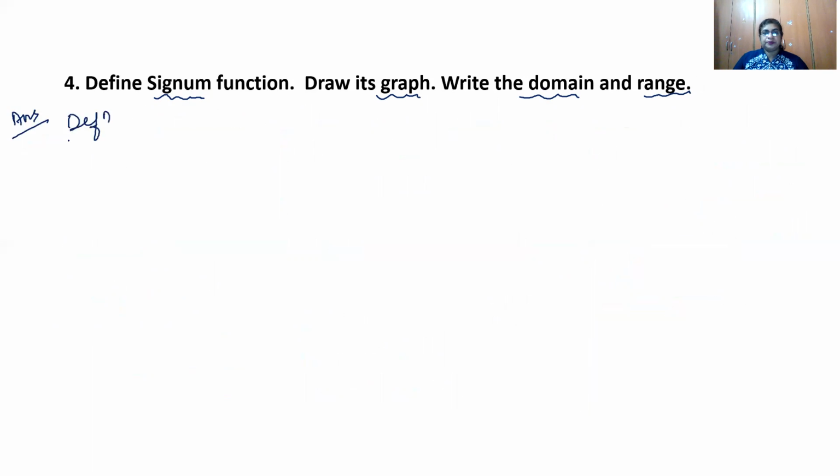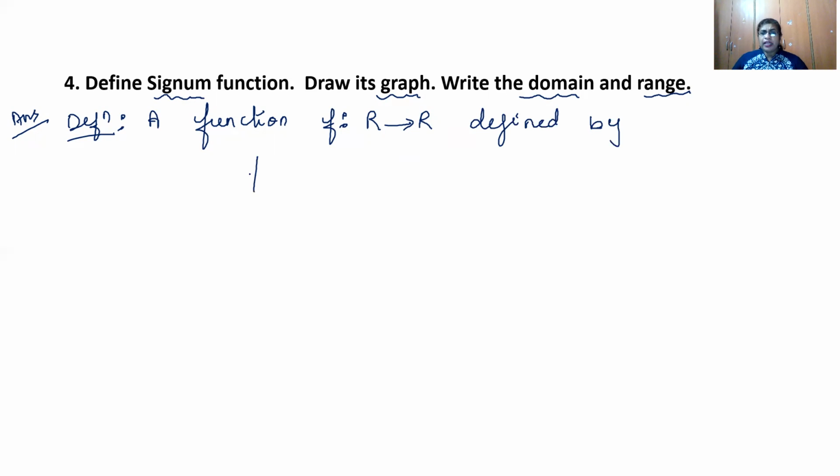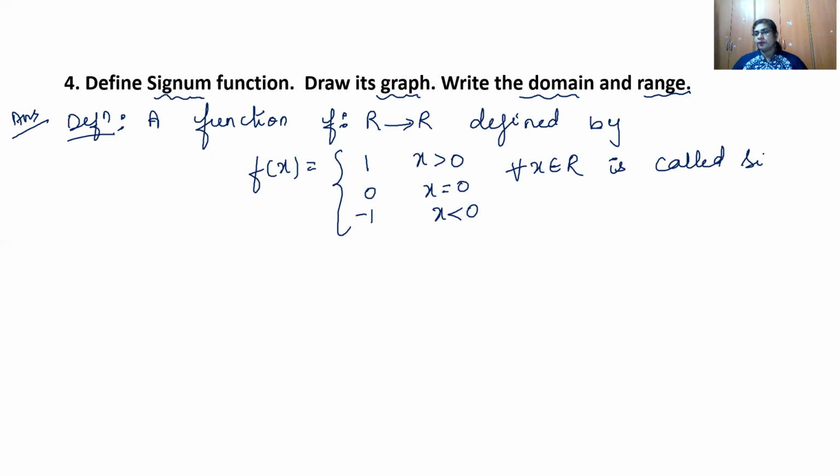So the definition tells us a function f from R to R defined by f of x is equal to, signum function. Now f of x is equal to 1 for all the numbers greater than 0, it is equal to 0 when x is equal to 0, and it is equal to -1 for all the numbers less than 0, for every x belongs to R. This is called the signum function. So now, whatever real number you take from the domain, your answer will lie only in 3 values. Either it is 0, or it is 1, or it is -1.